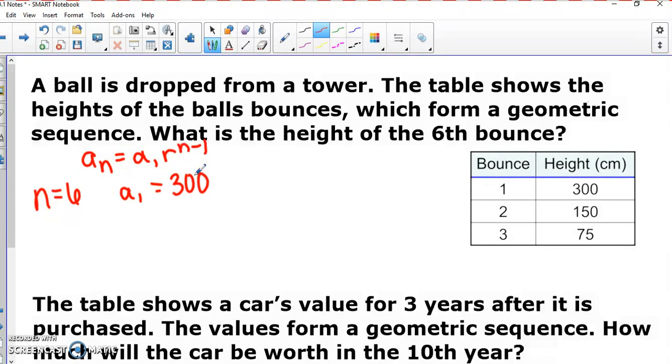And we need to figure out our common ratio. So going from 300 to 150, and then 150 to 75, what am I multiplying by each time? If you're not sure, you can think of it backwards. Since I'm getting smaller, how did I get from 150 to 300? Well, I took it times 2, so the opposite of that, I would be multiplying by 1/2.